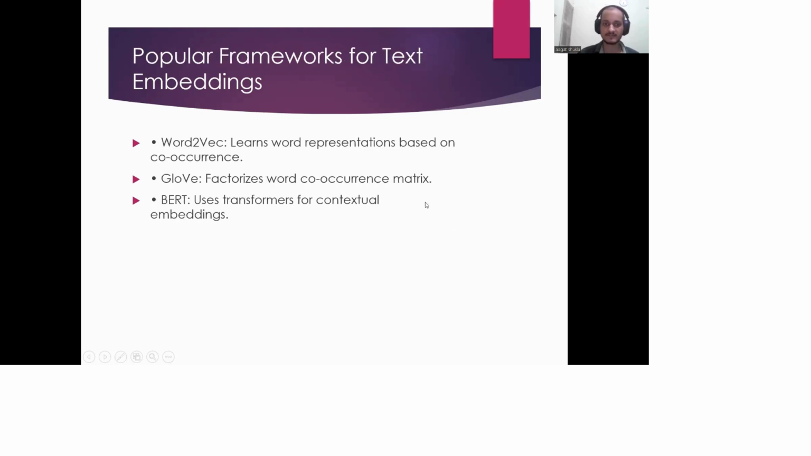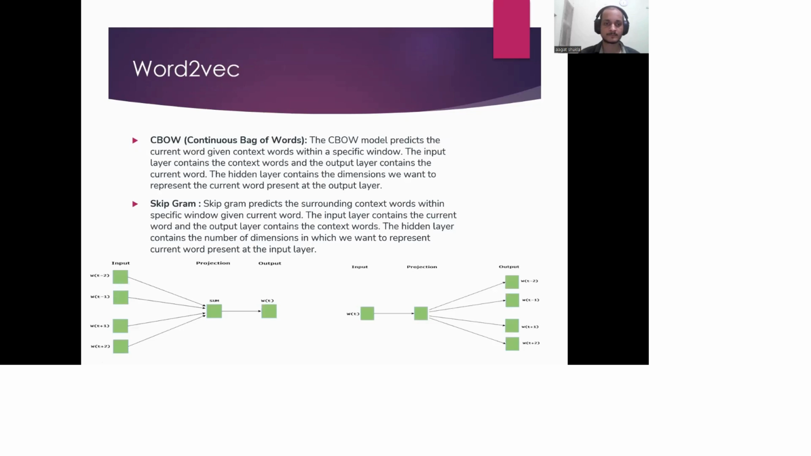We have several popular frameworks for text embeddings. One is Word2Vec, another is Glove, and the third is BERT. Word2Vec learns word representations based on co-occurrence. Glove basically factorizes the word co-occurrence matrix, and BERT uses transformers for contextual embeddings. I will briefly explain them one by one in the next slides.